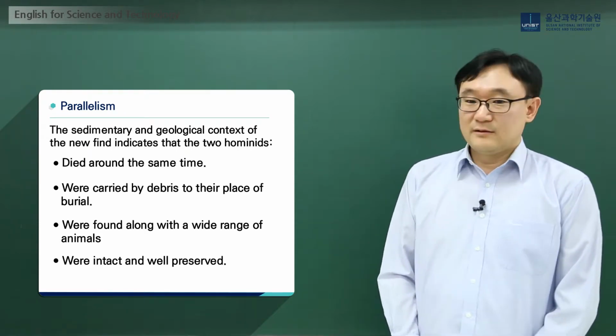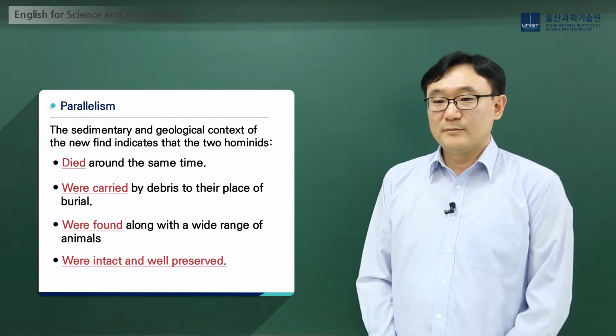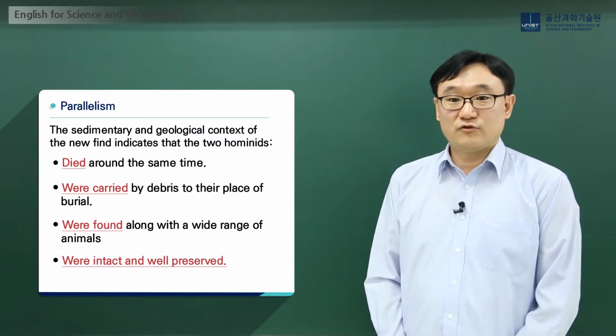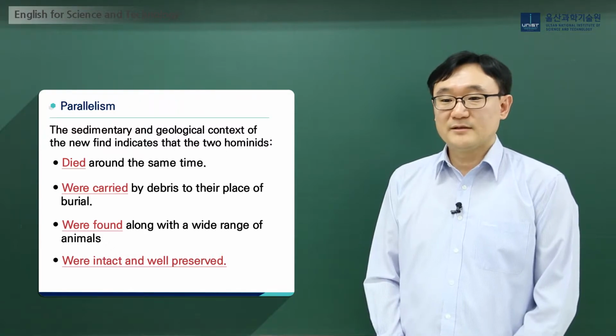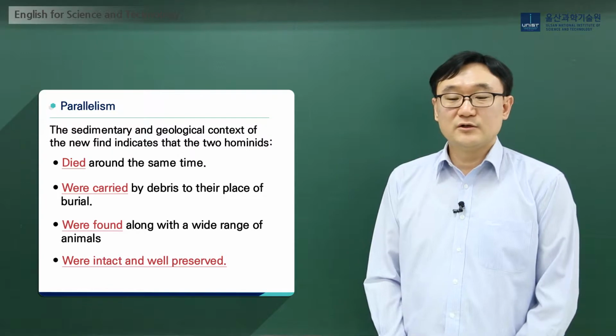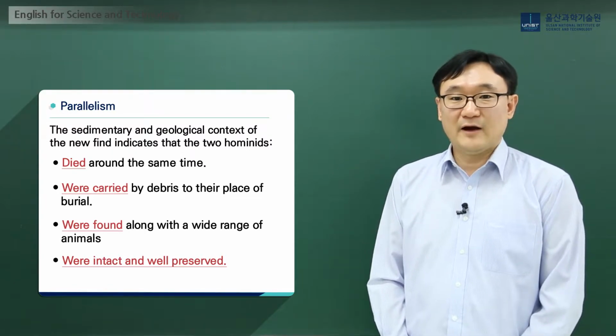Just like this, parallelism is important in scientific writing because it ensures consistency in structure. As seen in the active and passive voice change, grammar is one of the devices to ensure the consistency of style of scientific writing.